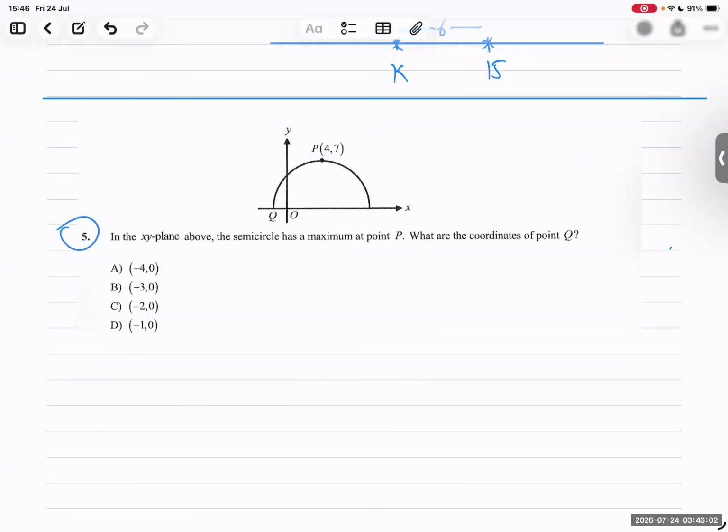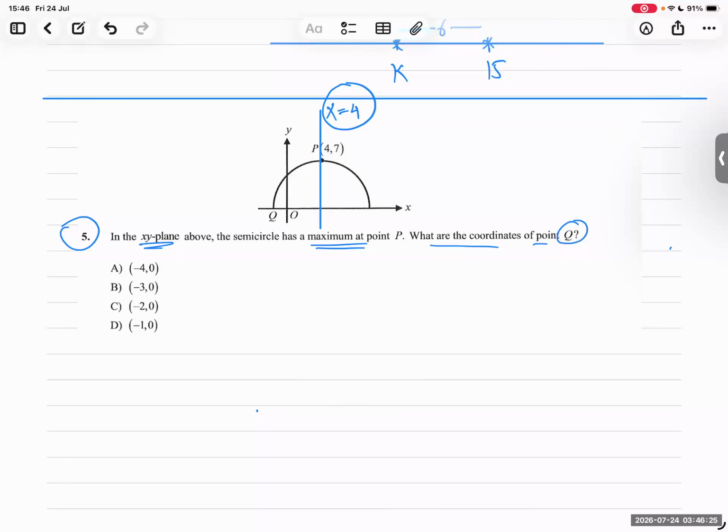In the XY plane, question number 5: the semicircle has its maximum at point P. So that is its maximum, right? So that is your x equal to 4. What are the coordinates of the point Q?